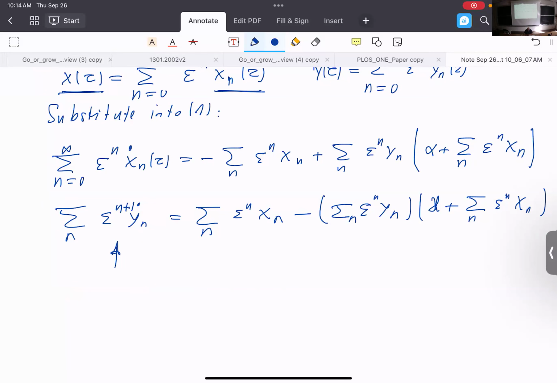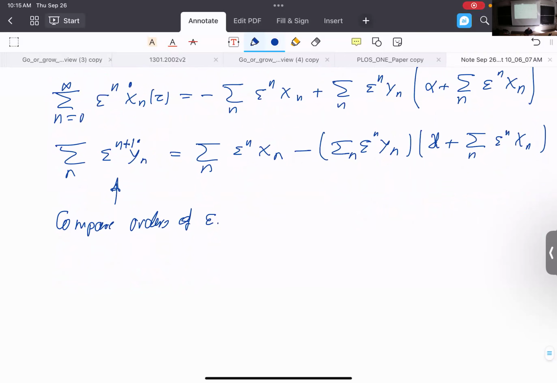Okay, so the idea is now we compare orders of epsilon. We have terms with epsilon to the 0, epsilon to the 1, epsilon to the 2, and so on, and we sort them by the power of epsilon. This is called comparing orders of epsilon. The idea is that the equations should be true for any order independently, so for order 0, for order 1, etc.